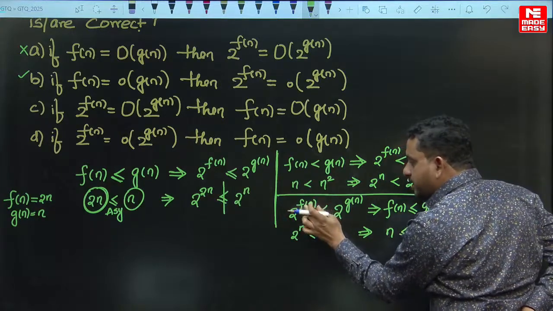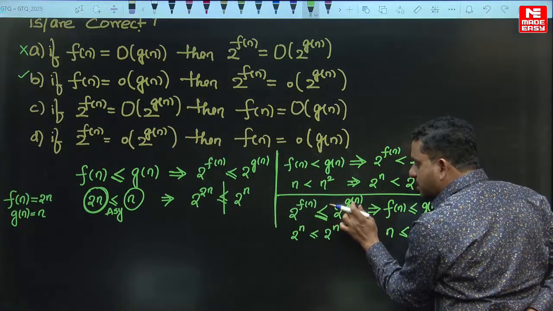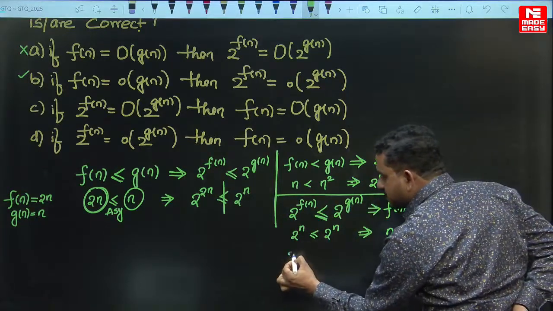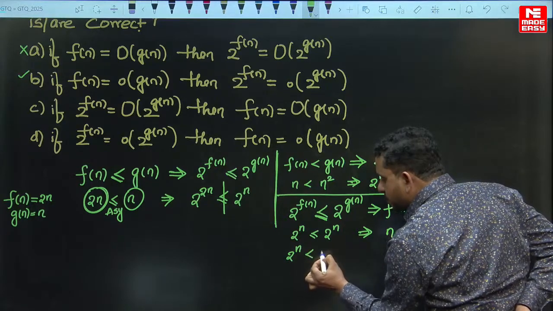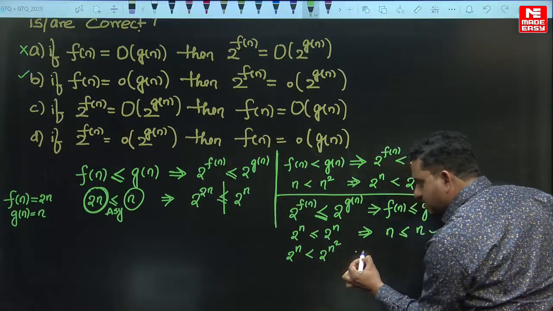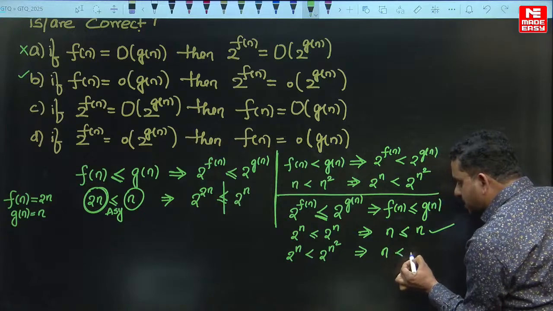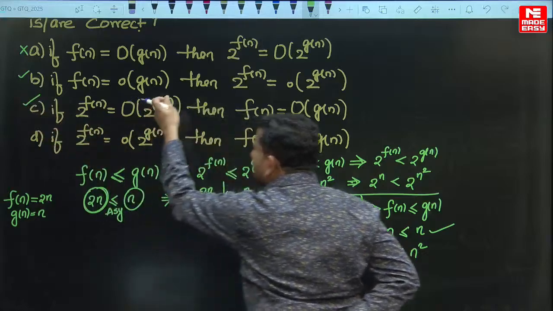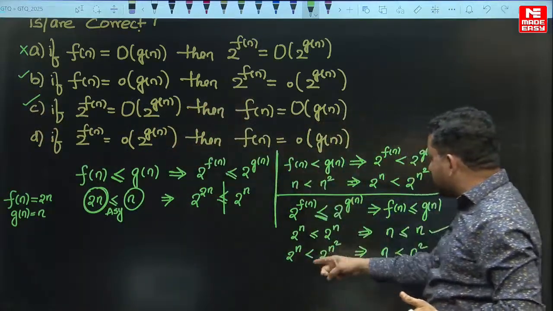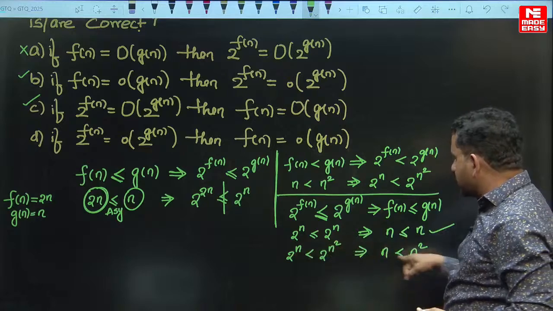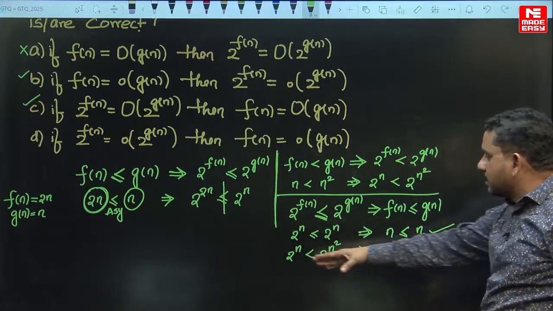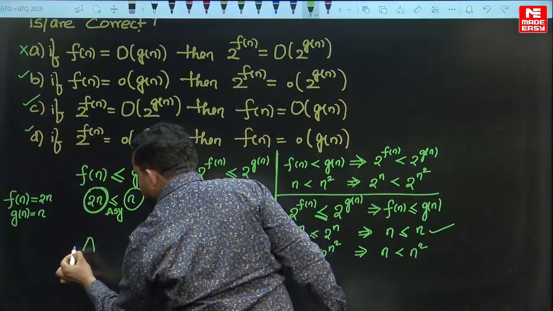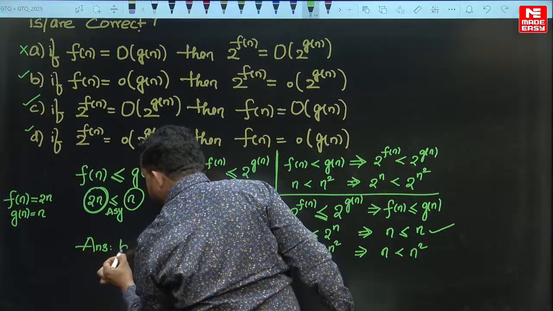The other possibility, 2 power f of n asymptotically smaller than 2 power g of n, means f of n should be asymptotically smaller than g of n. Assume that 2 power n is asymptotically smaller than 2 power n square. In that case also n is asymptotically smaller than n square. So this statement is true. In the second case, if you remove the equality, then still the statement is true. So B, C, D are the correct statements for the above question.